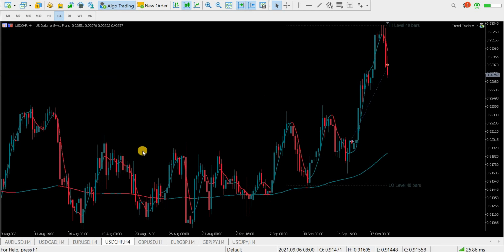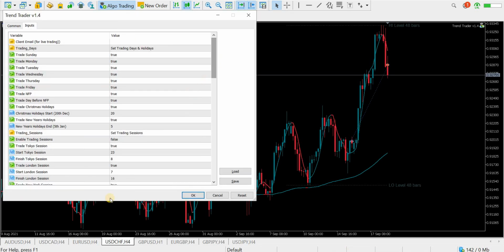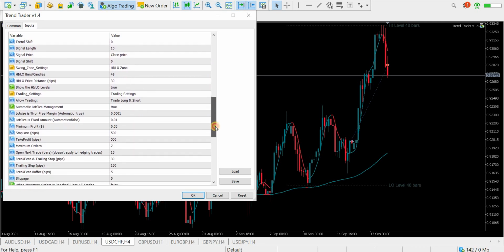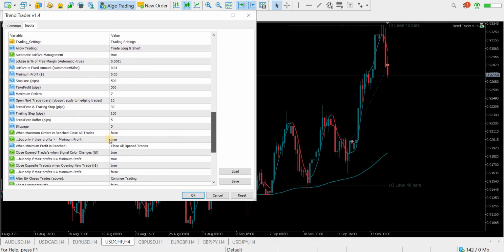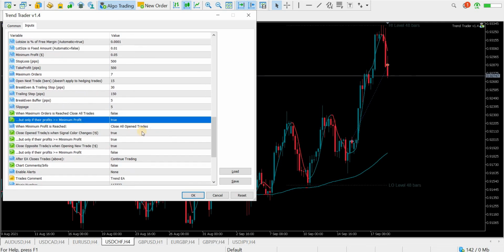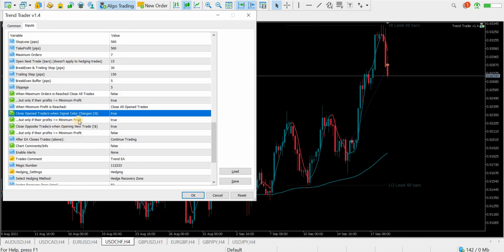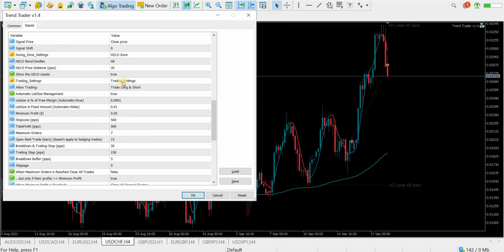This is the US dollar Swiss crown. According to the settings, let's say that, one second. There it is. Close open trades when the signal color changes if the profit is bigger than minimum profit, which for this setting is set to 5 cents.